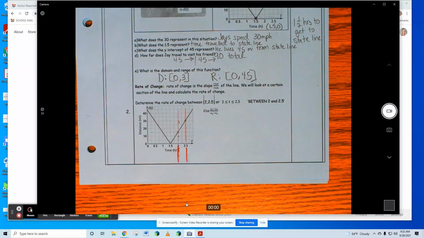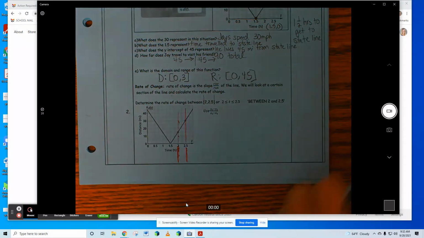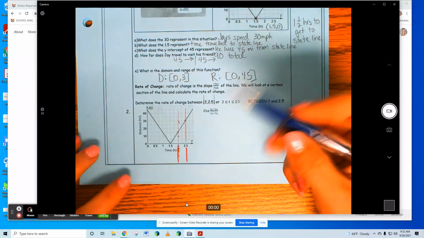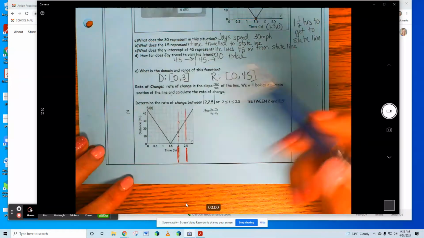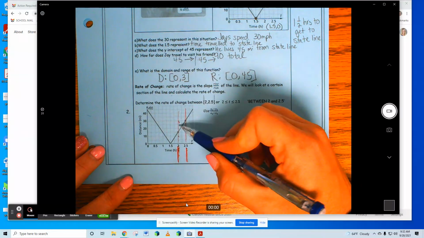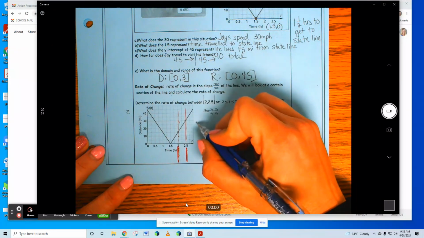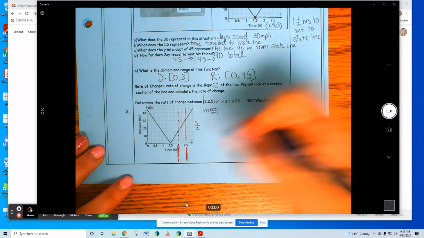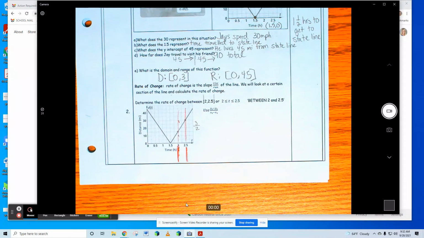You've already helped. New people. Between 2 and 2.5, what's my rate of change? What's my rise over run? Rise how many, run how many? Rise 3 boxes, okay. And how many boxes did I run? 2 boxes. Now let's talk about what each box represents.